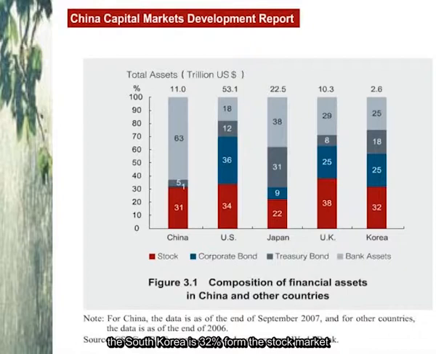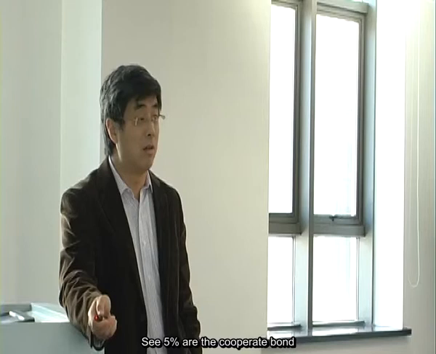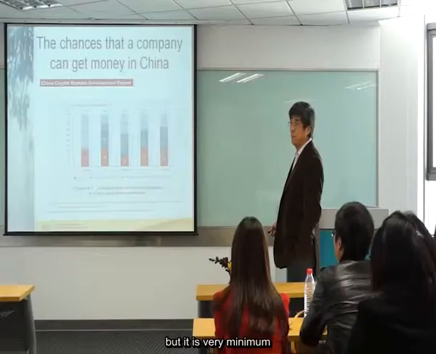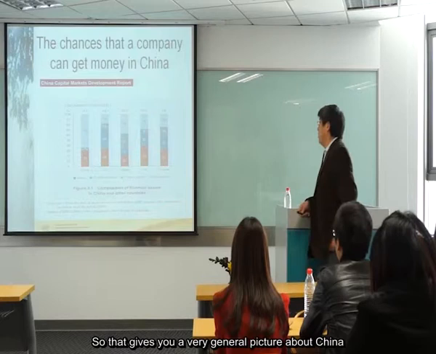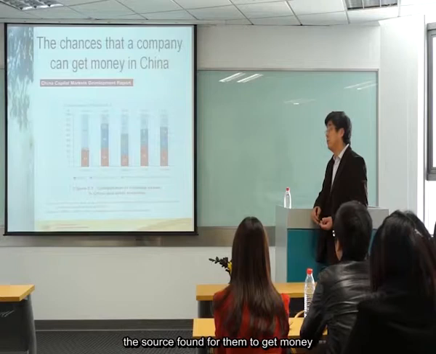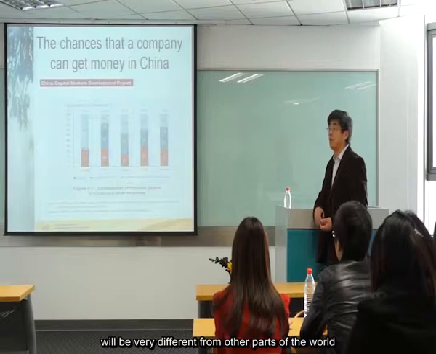The last part is a very tiny part. We call it the bond market. 5% is corporate bonds, which means a company in China can issue bonds to get money, but it's very minimal. So that gives you a very general picture of China. If a company wants to do business in China, its source of funds will be very different from other parts of the world.